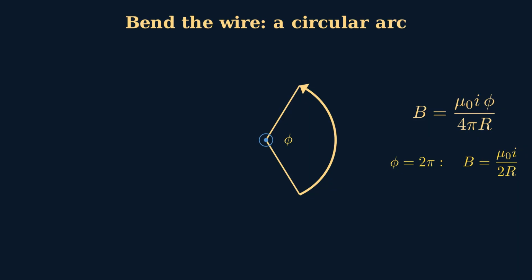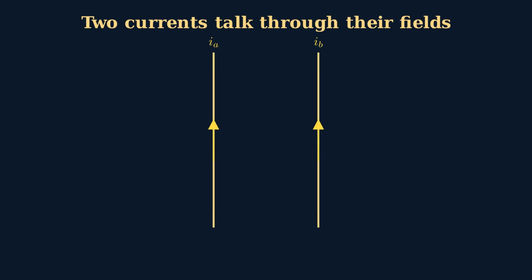Here's a lovely consequence. Two parallel wires, each carrying a current upward. Each one bathes the other in its own magnetic field. Sitting in each other's field, they feel a force. Run the right-hand rule twice, and you find the surprise: currents in the same direction pull together. They attract. The force per length is mu0 Ia Ib over 2 pi d. Flip one current, and the wires repel instead. This very force once defined the Ampere itself.